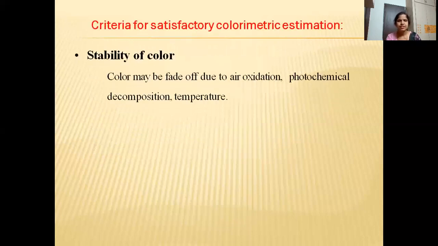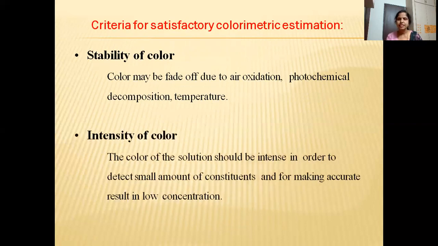So what are the criteria for satisfactory colorimetric estimation? When you are doing colorimetric estimations, you have to take care about the stability of the color. The first point is whether the solution color is stable or not, because sometimes the color will fade away due to air oxidation, photochemical decomposition or temperature. So you have to ensure that the color is stable. Then the intensity of the color. The intensity will be less for low concentrations, but you have to see that the intensity of the color is high even in low concentrated solutions.